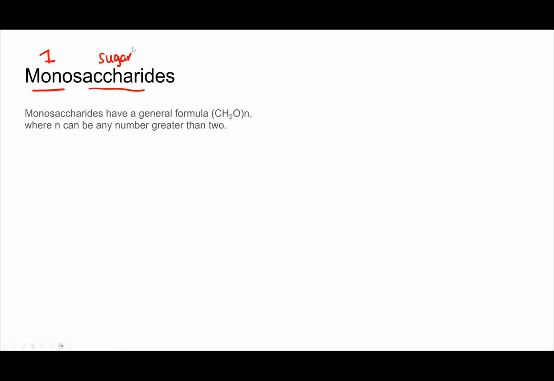Monosaccharides have a general formula CH2O, multiplied by n, where n is the number of carbons. The carbon, hydrogen, and oxygen follow the ratio of 1 to 2 to 1. So if that particular carbohydrate has 5 carbons, it will have 10 hydrogens and 5 oxygens. For example, the most common sugar, glucose, is C6H12O6. You're expected to remember the chemical formula of glucose.